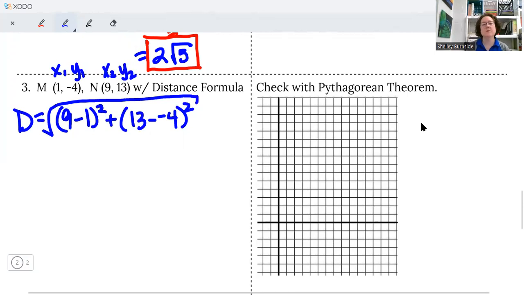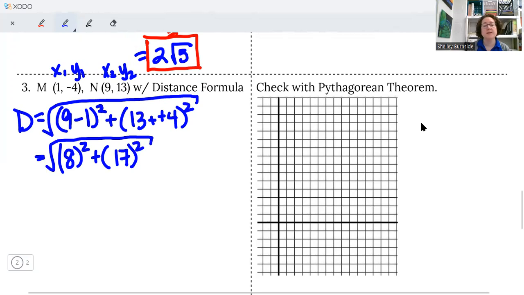So we have another one of those. Minus negative is really plus a positive. So to simplify out, 9 minus 1 is 8, still squared. 13 plus 4 is 17, so 17 squared. And I'll be honest, this is where I got on my calculator. 17 squared is not one that I have memorized.